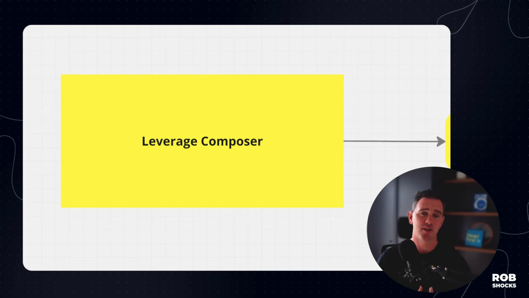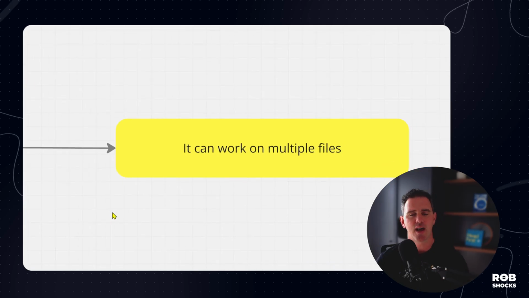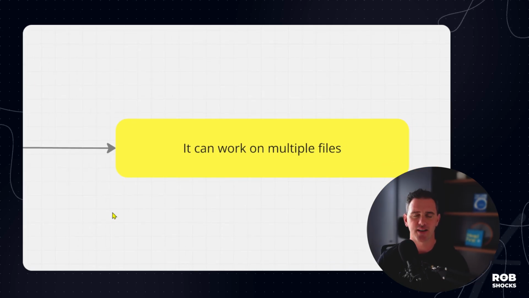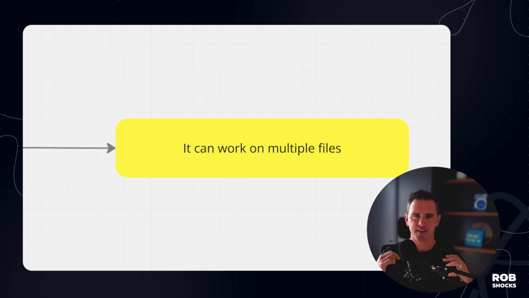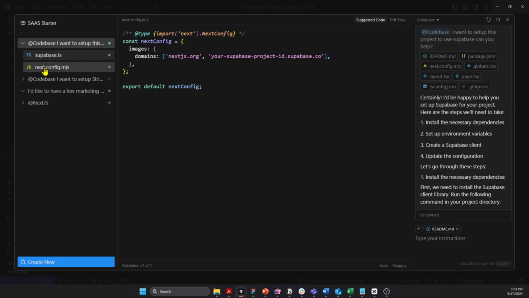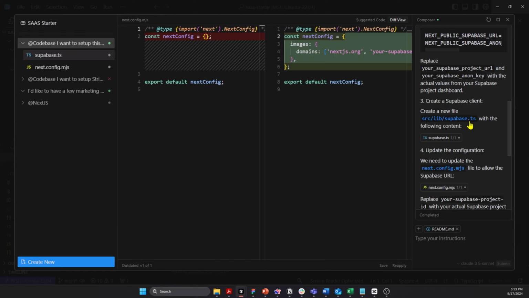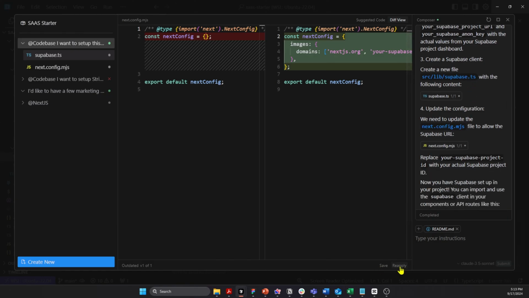Next thing is I would leverage Composer a lot and do it early. So the great thing about Composer is you can have it work on multiple files and it has a wider context. So you can use natural language instructions to tell it what you want and then add the context of the code base or the particular files and it will start to make suggestions. But what's cool is when those suggestions are made, it can actually apply those across multiple files.